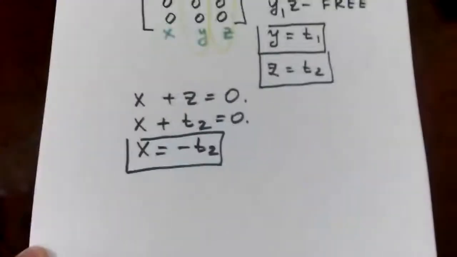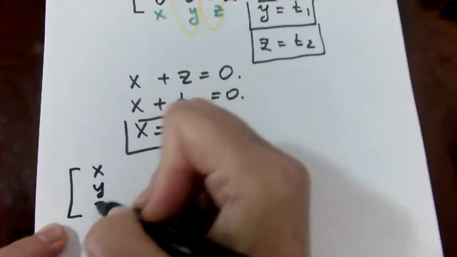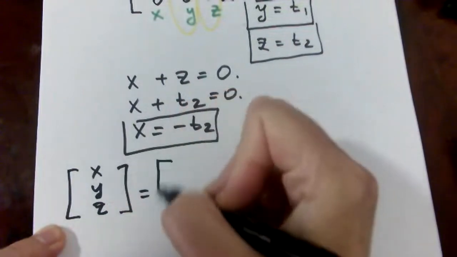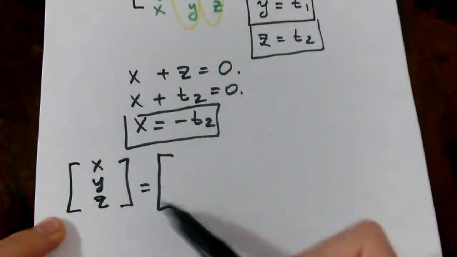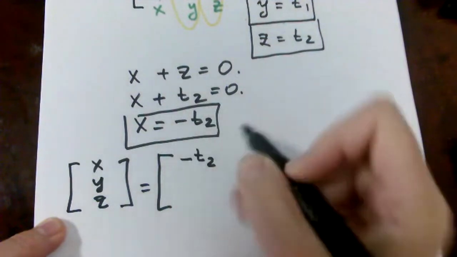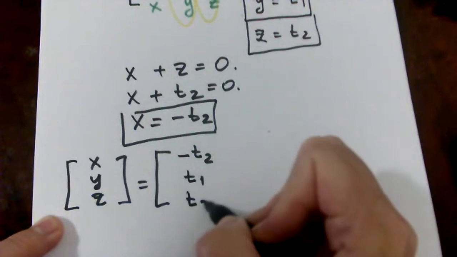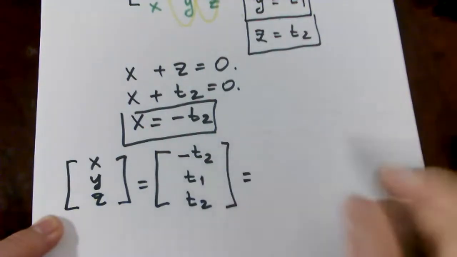Now we are going to write down the answer, the solution, which is a column as usual: x, y, z. And let's substitute our results here. So instead of x, we can substitute minus t2. Instead of y, we have t1. And instead of z, we can write t2.